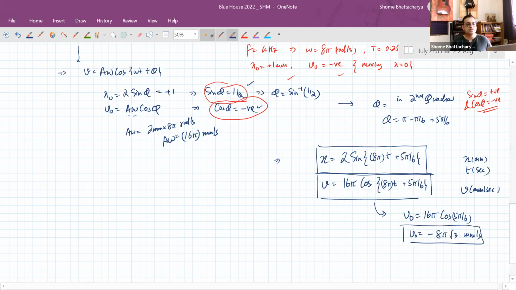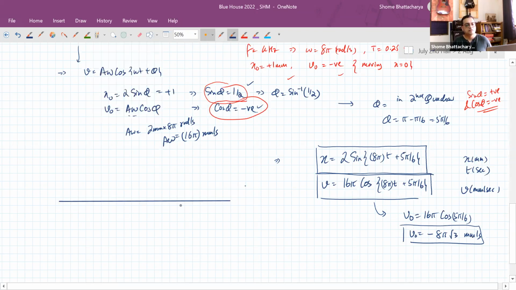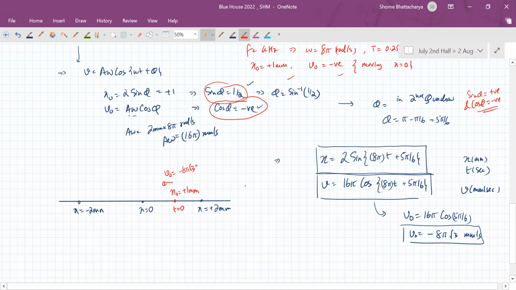Okay. So we are understanding this, like if you want to look at it like a visual picture, that this is your x-axis. Okay. So if this is your mean position x equal to 0, this is your amplitude position x equal to plus 2 millimeters, and this is x equal to minus 2 millimeters. Then the starting is happening exactly here. At t equal to 0, the object is here. It is at x equal to plus 1 millimeter, and it is going in this direction with a velocity, I mean, with the sign convention, it is negative 8 pi root 3 millimeters per second. This is where the motion starts.